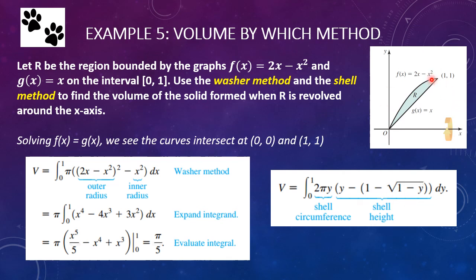And then you have the shell height, which would be this formula, minus, because we're going from the y-axis, g of x minus f of x. But of course we have to define each of these in terms of the other variable, y. So here we get just x equals y. That's our outer function, and then our inner function is a little more involved, as you see here.